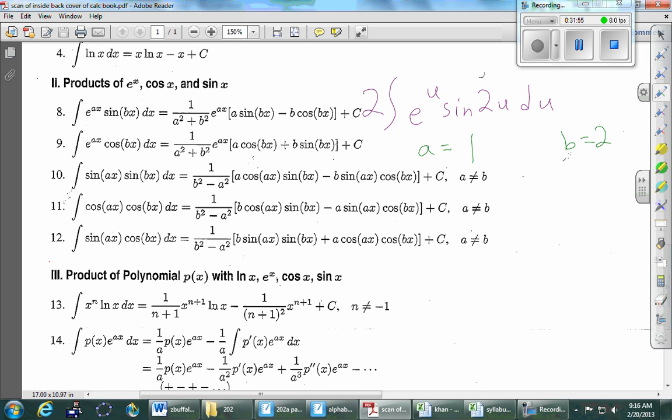Yeah. Where did the A equal 1? So the a and b came from this thing. So the integral that we wanted had e to the u and sine of 2u, right? Yeah.